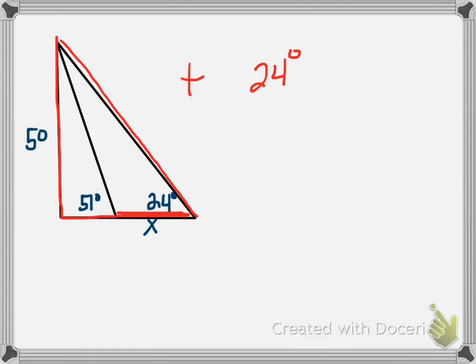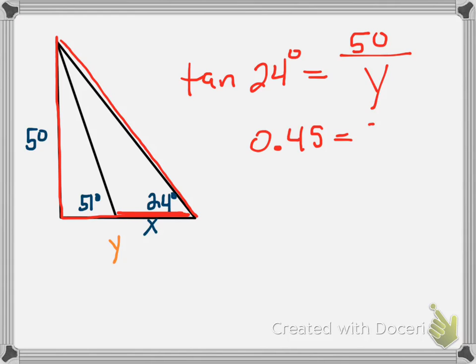So that's going to be the tangent of 24 is equal to 50 over, and let's go ahead and give that whole length a variable of y. That's the whole amount. So the tangent of 24 is 0.45, equals 50 over y.